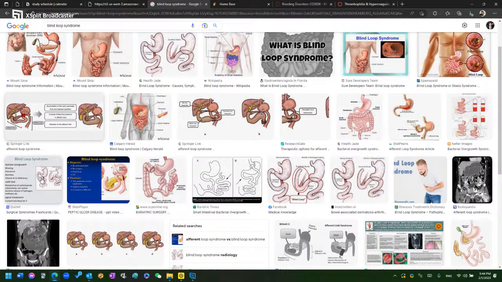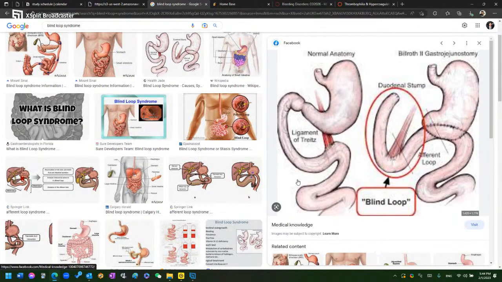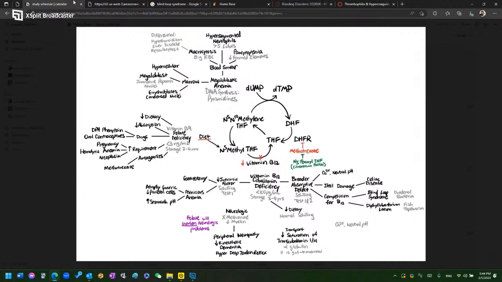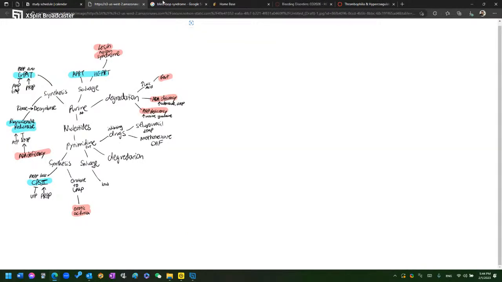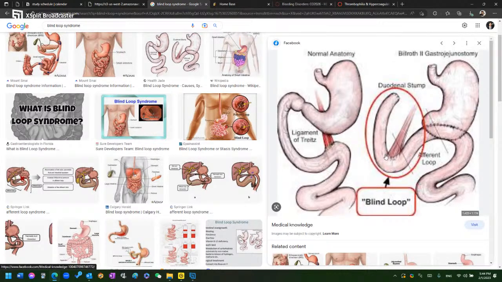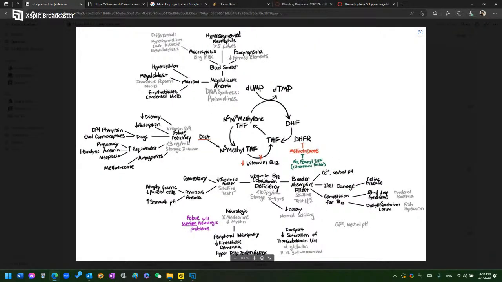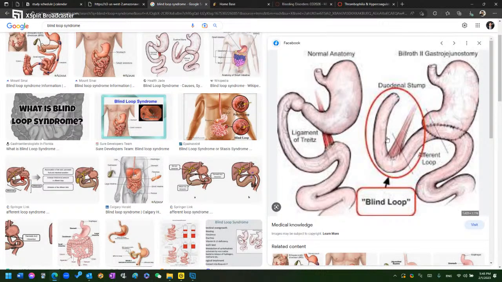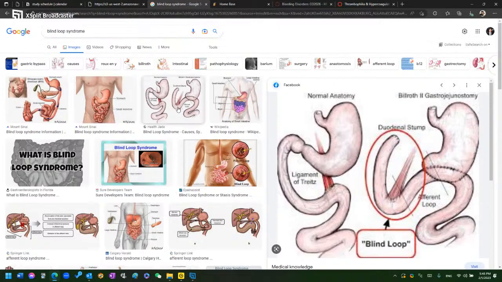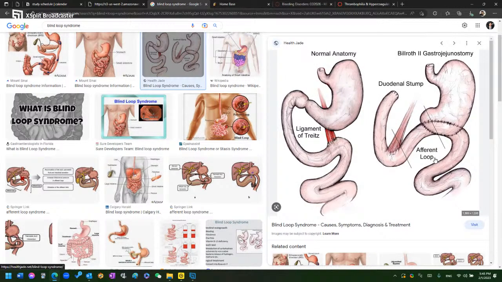It's a result of a surgery, sorry. Blind loop syndrome is a result of a surgery that results in a part of your duodenum right here, and it happens when your stomach is essentially cut off from the duodenal stump, and then what happens is that bacteria can more easily get to your ileum. Right here.